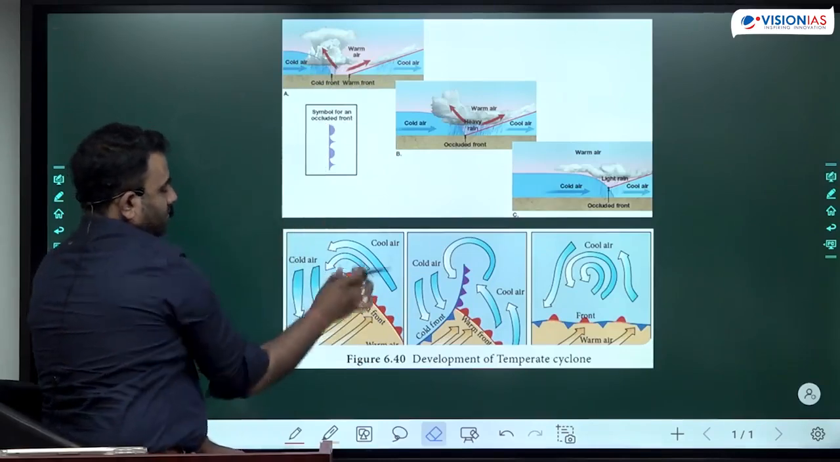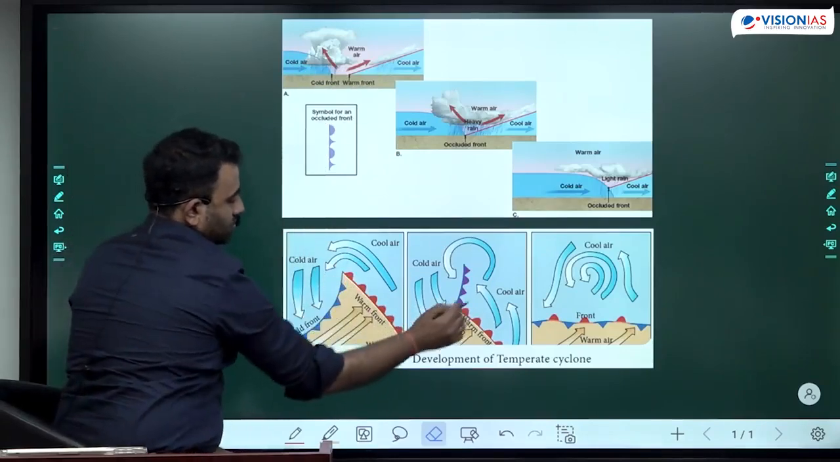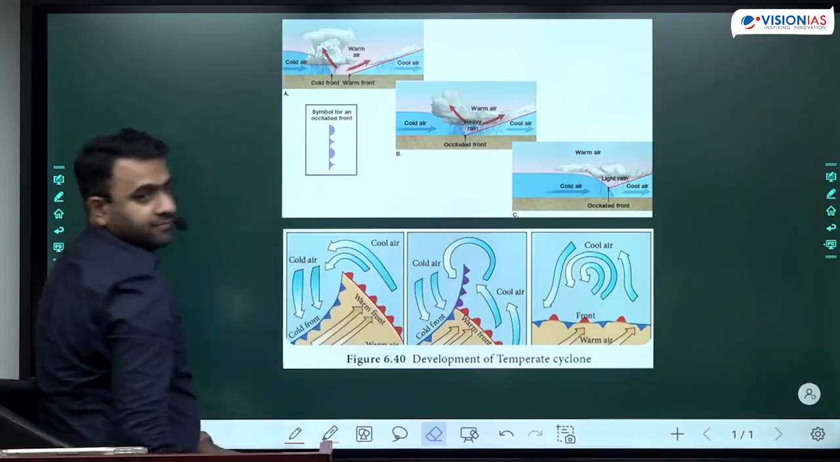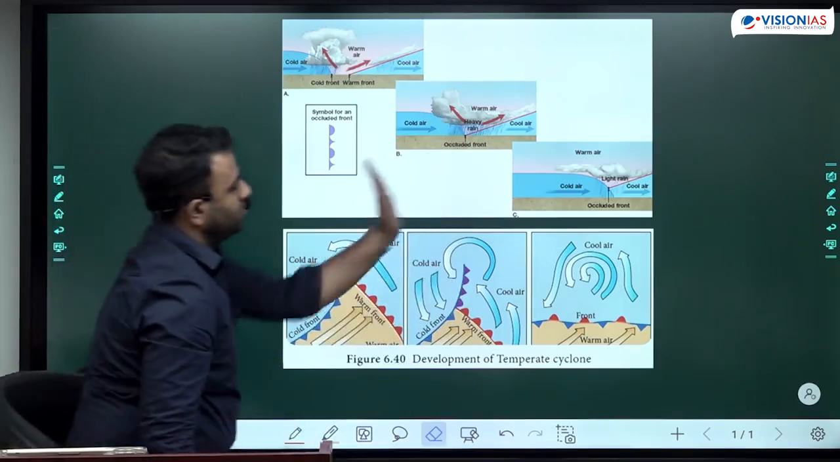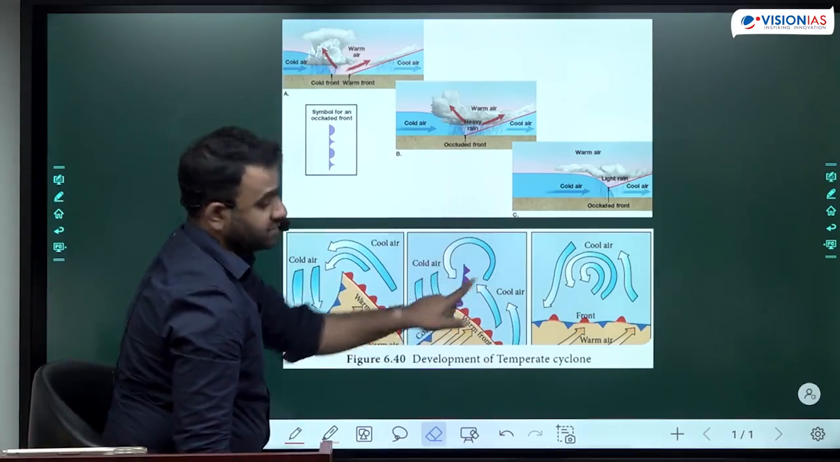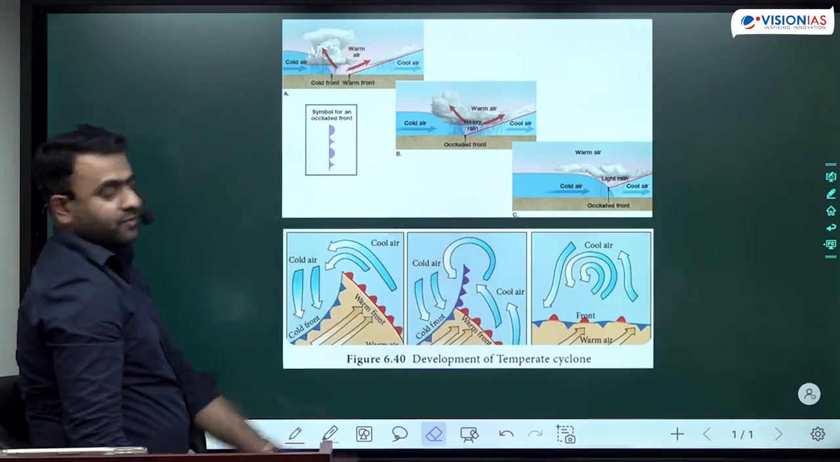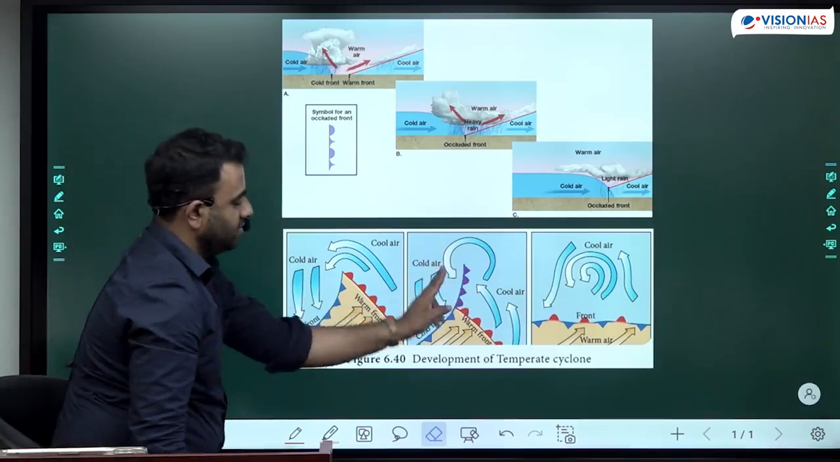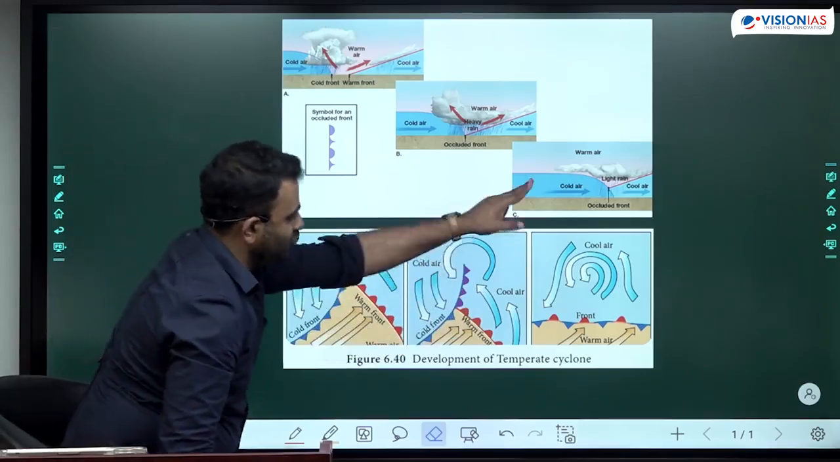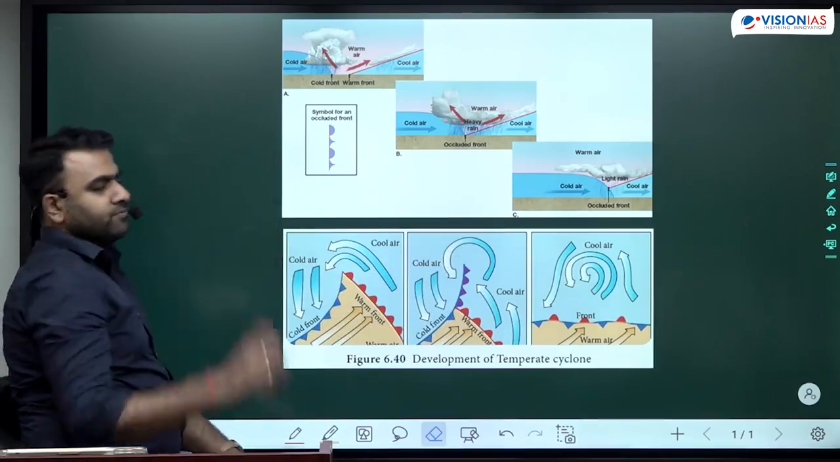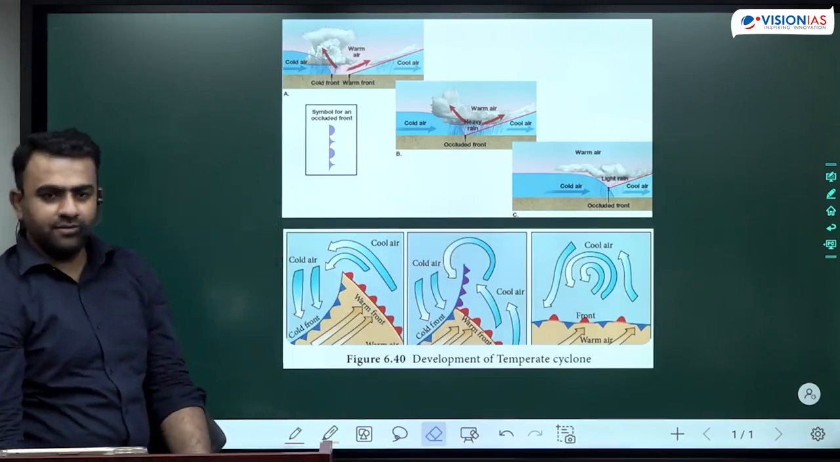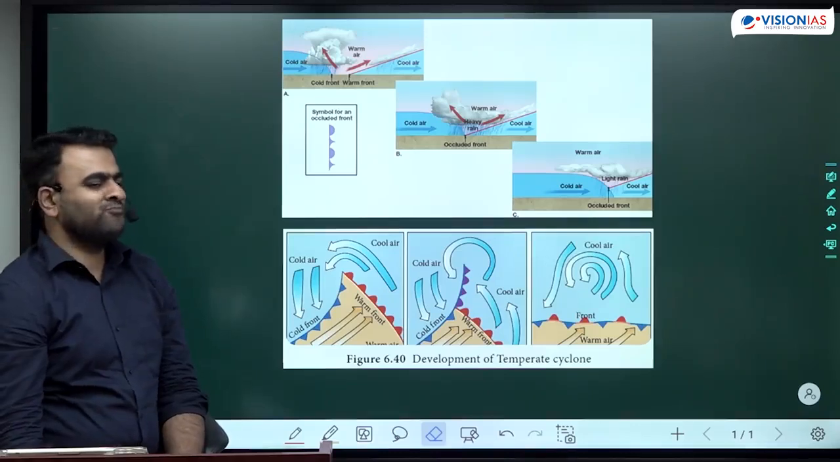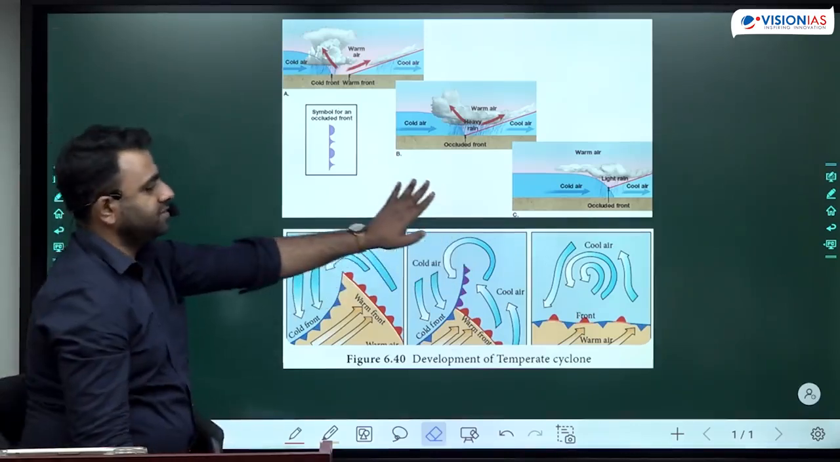As both of them come closer towards each other, here there is occlusion. This part is represented here. The cold front merging with the warm front. Once the occlusion happens, the entire warm sector is uplifted. Here also cold air, here also cold air. Both of them merge together. Warm air after uplifting, it dissipates. There is no more left.